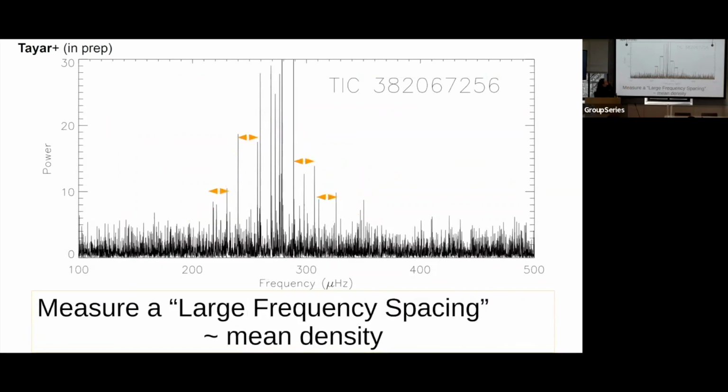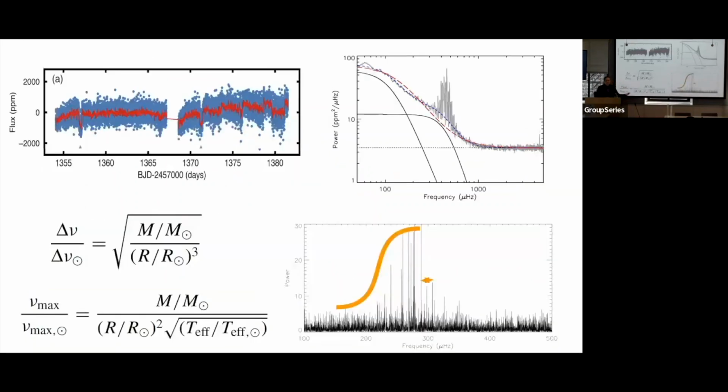If you squint at this, you see a regular pattern in this picket fence of characteristic spacings that happen to scale with the mean density of the star. That means you have something that scales with m over r cubed, and something that scales with m over r squared. You get an independent mass and radius for the star, which is very convenient if you want to characterize it.